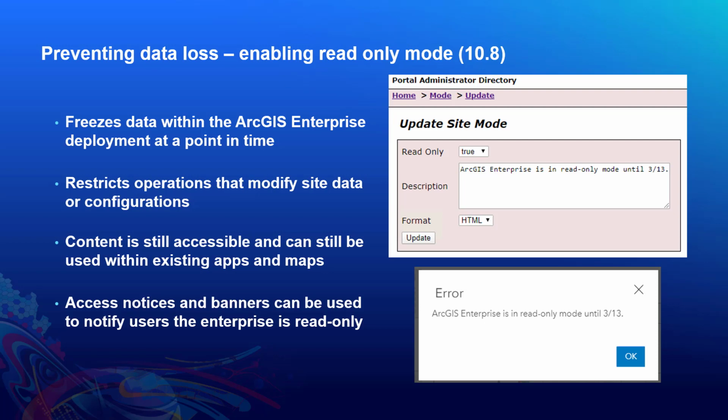What read-only mode does is it freezes the ability to create content within an ArcGIS Enterprise deployment. So it really just freezes the ability to modify anything within the ArcGIS Enterprise deployment. For example, it restricts operations that would modify site configurations, that would be able to edit groups, create content, modify content, delete content. Now everything is still accessible.